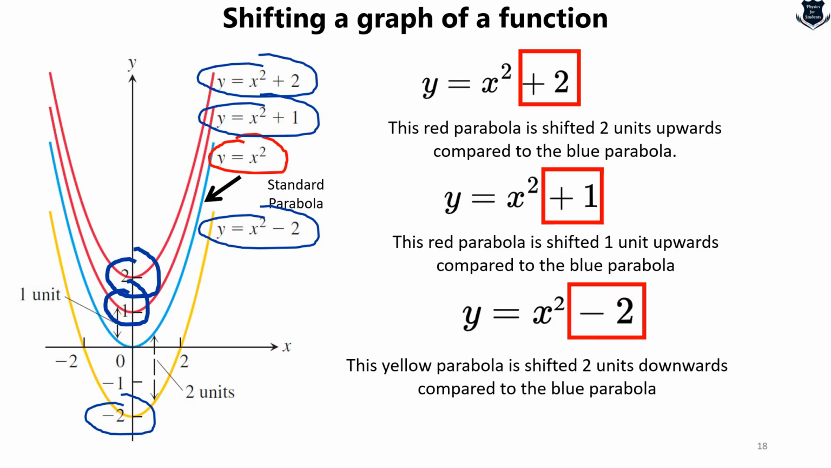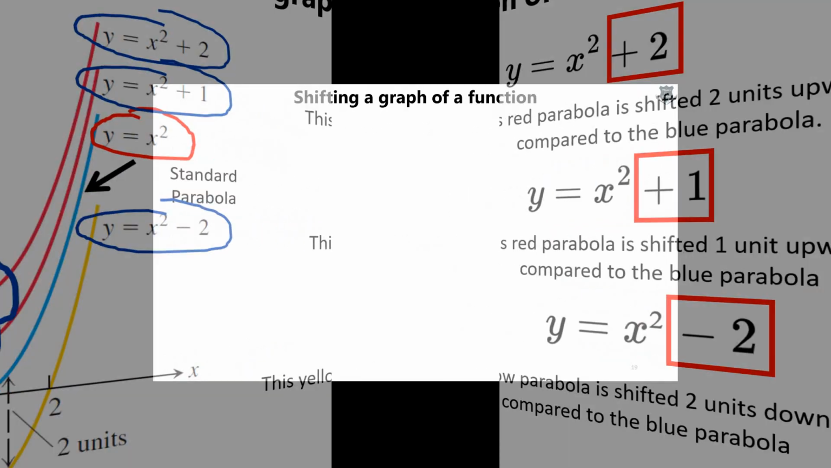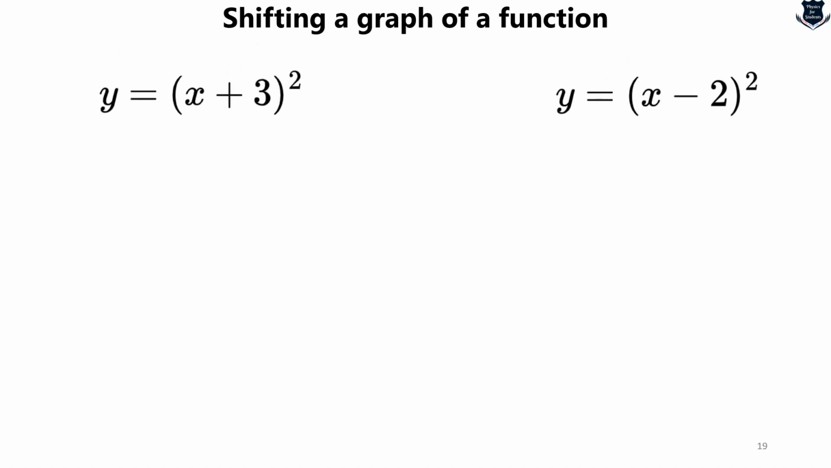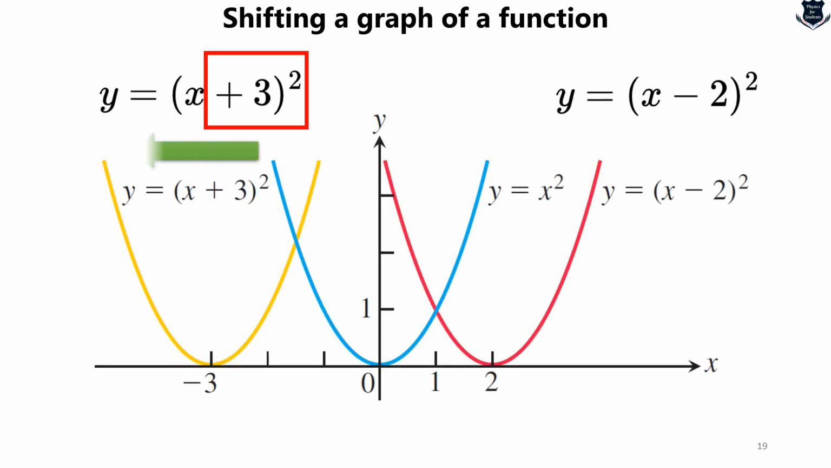I have taken a parabola, but you can take any other equation. For example, if I take y equal to (x plus 3) whole squared, and y equal to (x minus 2) whole squared. So I am adding 3 inside the square, and as you can see it has shifted to the left-hand side, and for (x minus 2) whole squared it is shifted in this direction.